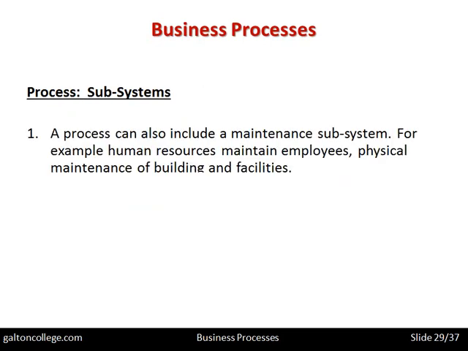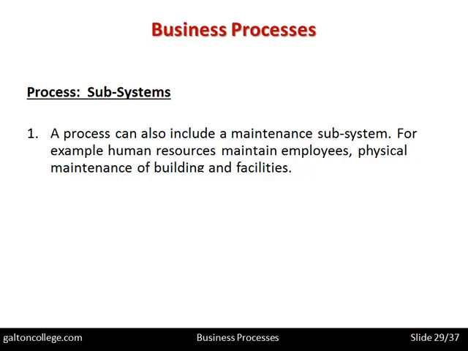A process can also include a maintenance subsystem. For example, human resources maintain employees. Physical maintenance of buildings and facilities. So we have also got subsystems which look at the maintenance of the system itself. So the overall system might need a subsystem to look after it.